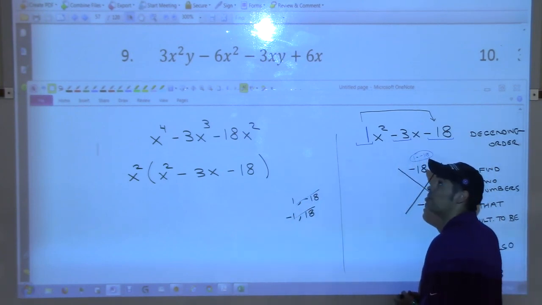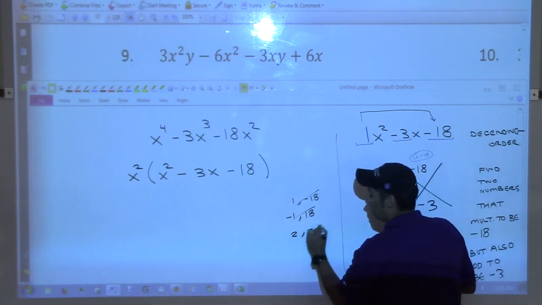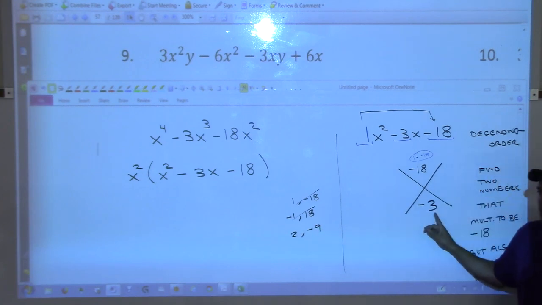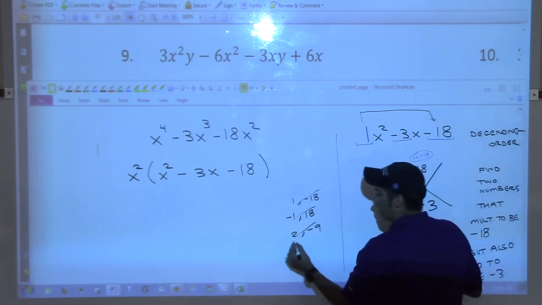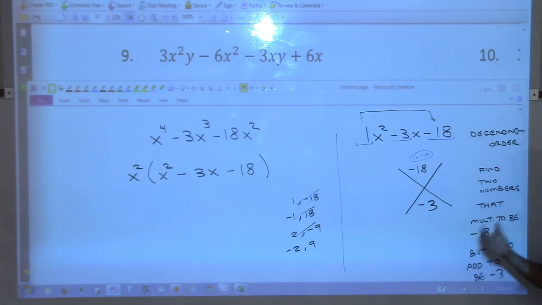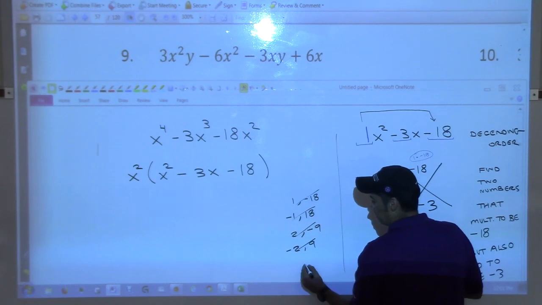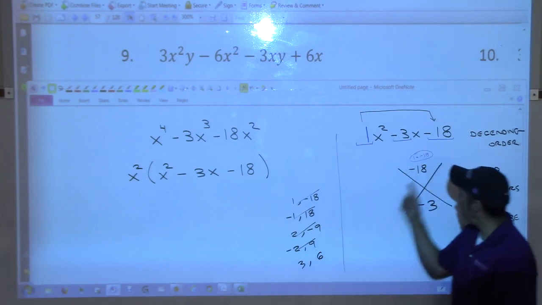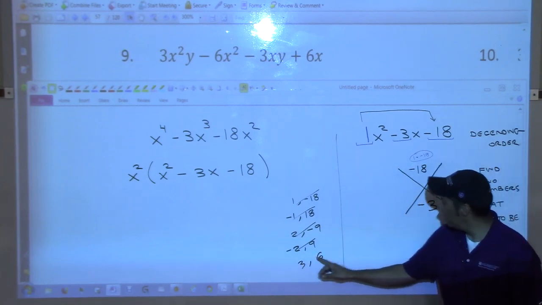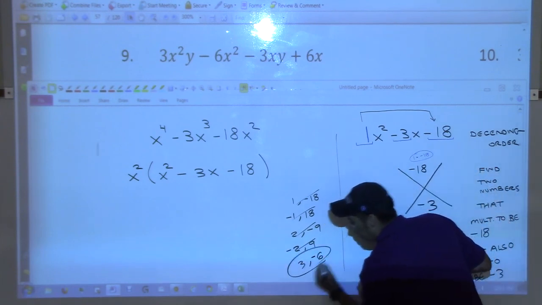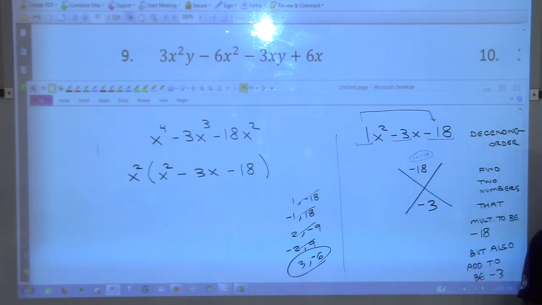So let me try something else. What else multiplies to be -18? How about 2 and -9? That would multiply to be -18, but they don't add up to be -3, do they? So that doesn't work. I could flip it, make it -2 and +9, but that wouldn't work either because that would add up to be 7. I have to keep doing this until I get this to work. How about the next one? What else? 3 and 6. Now one of them has to be negative. To multiply to be -18, I have to choose one of these to be negative, but I need them to add up to be -3. So why don't we put the negative on the 6? Voila, there they are. 3 and -6.